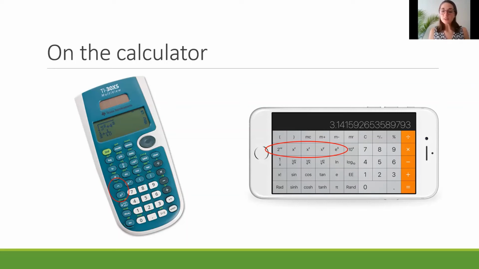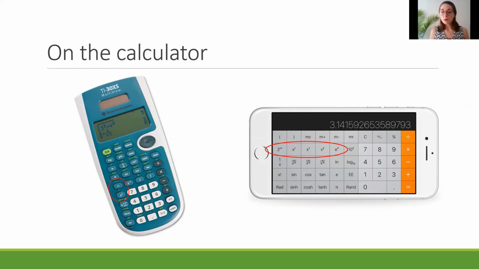With the caret, that's really useful for higher exponents. So let's say I have 9 to the 10th power. I can type in 9, hit my caret, and type in the number 10, and that's going to give me my answer for what 9 to the 10th power is.